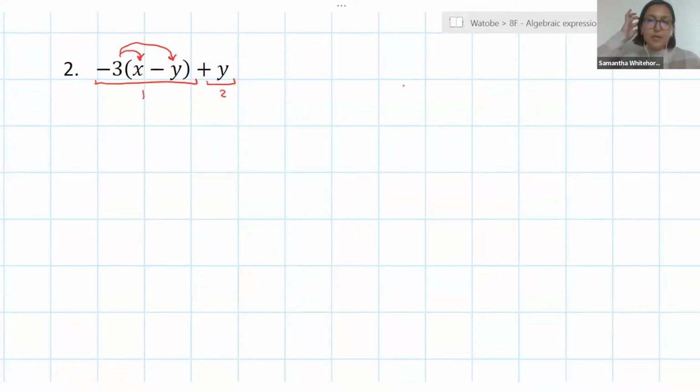Right, and guys, remember when we multiply that negative 3 in, we need to be careful of the signs. We know that negative times a negative should give us a positive, and a negative times a positive should give us a negative. So just remember those signs when you start to multiply.